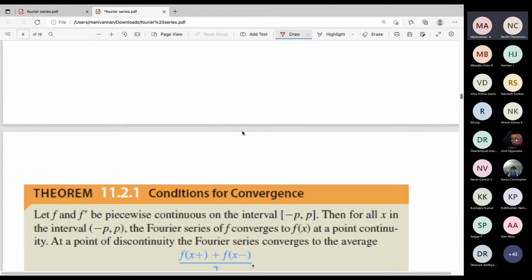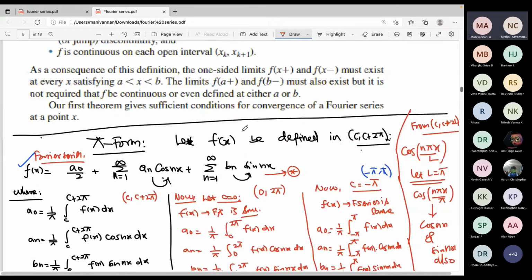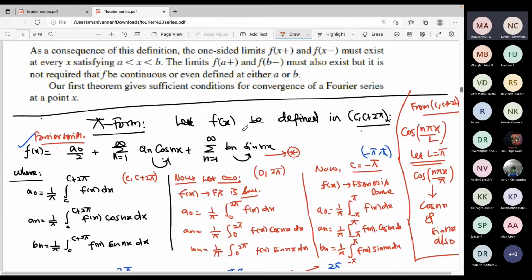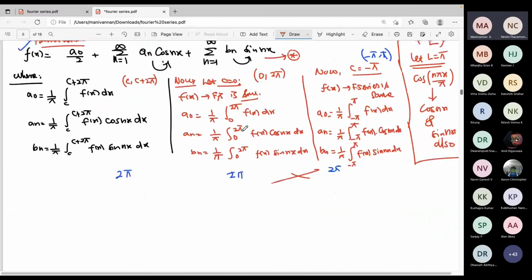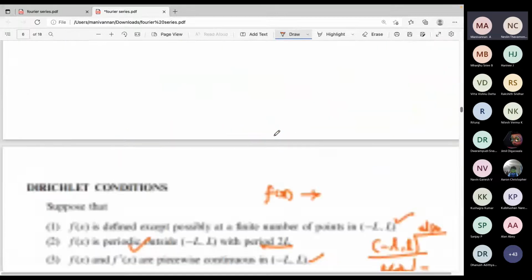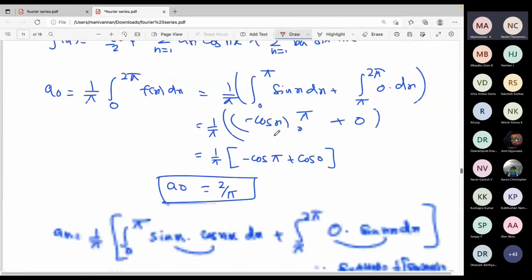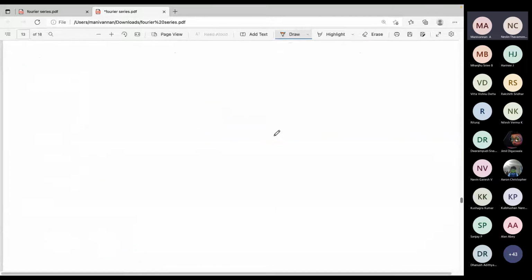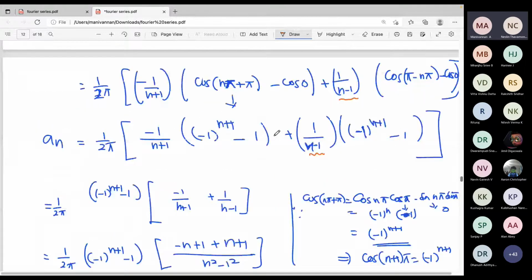An means this is the pi form. So an is 1 by pi, integral from 0 to 2 pi, f of x cos nx dx. Substitute here n equals 1. So cos x only; we are going to compute that separately.